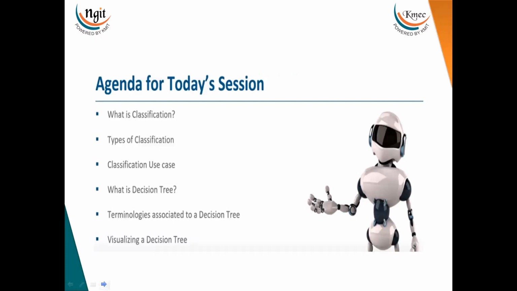So before discussing in detail about the decision tree, we'll discuss today's agenda. We'll first discuss what classification is, what the different types of classification are, and then we'll talk about use cases of classification and what a decision tree is, then terminology associated with the decision tree. We'll discuss that, and finally we'll visualize the decision tree if time permits.